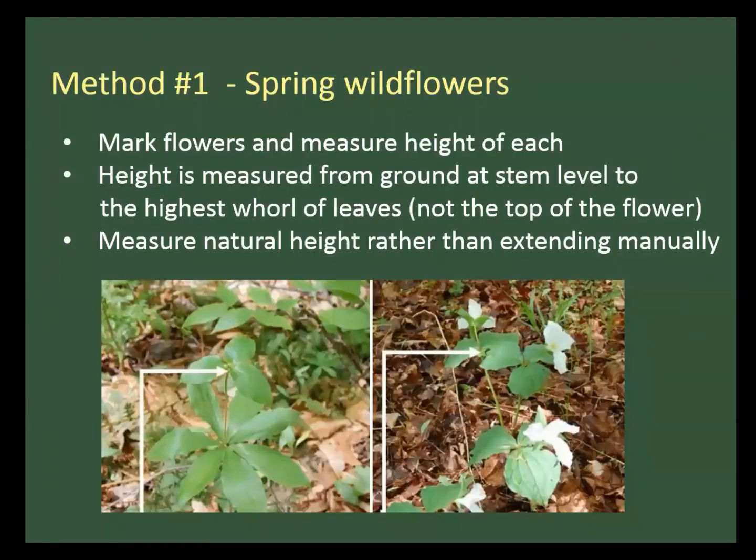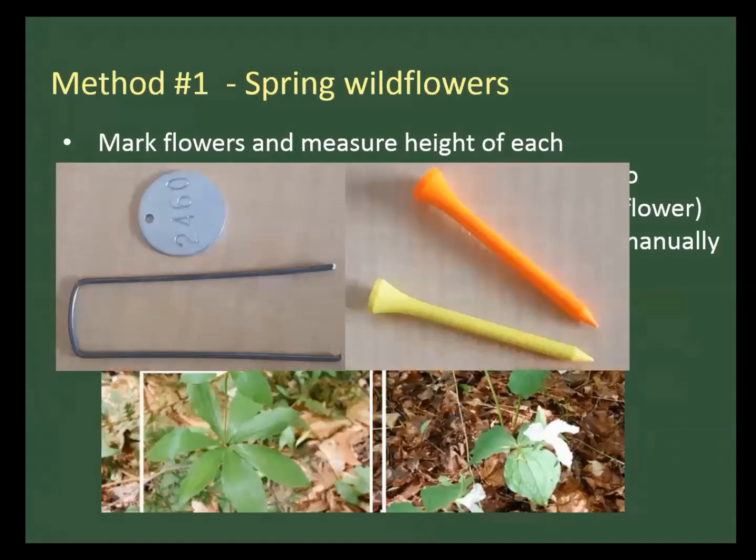So for the spring wildflower method, you mark the wildflowers and you measure the height of each. I'll show you a picture of the markings that we use for the wildflowers. You measure the height from the ground at stem level to the highest whorl of leaves, and you measure the natural height rather than standing it up manually.